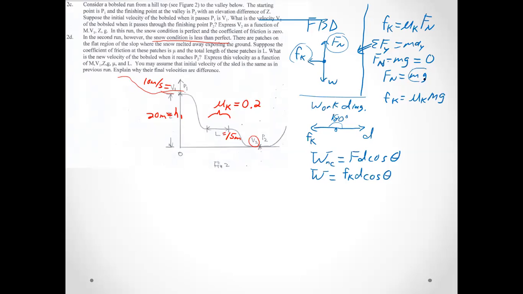So I'm substituting this in here. And now I can substitute this in here. So I get mu k mg d cosine theta, or I can call it 180 degrees.